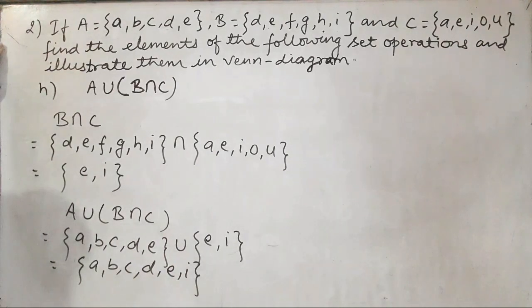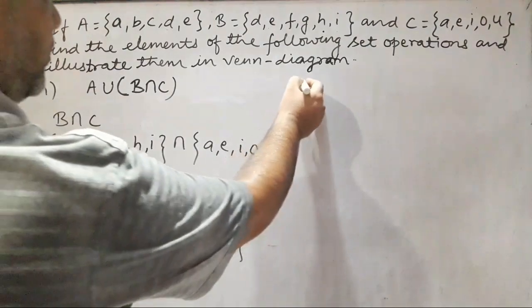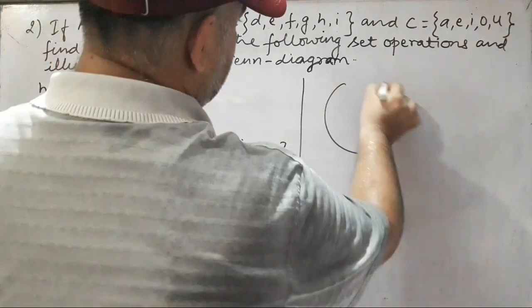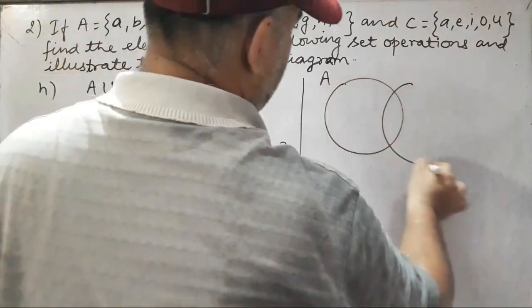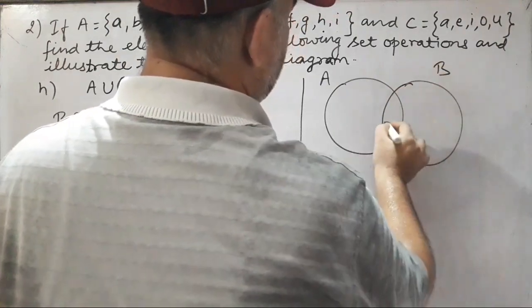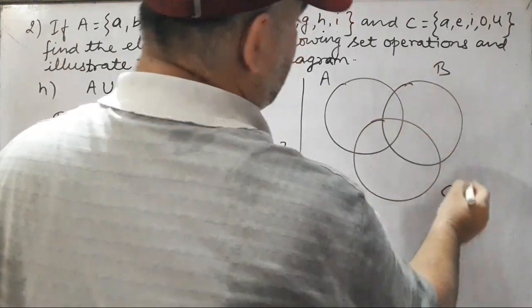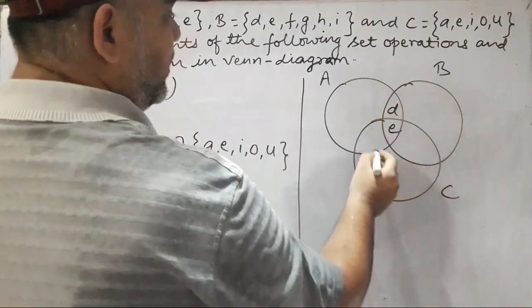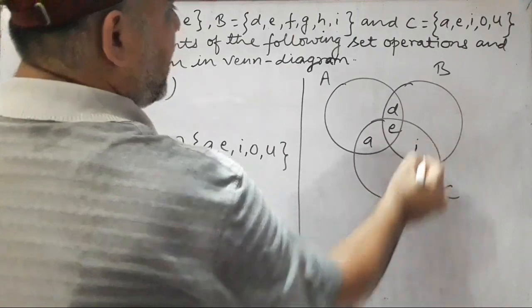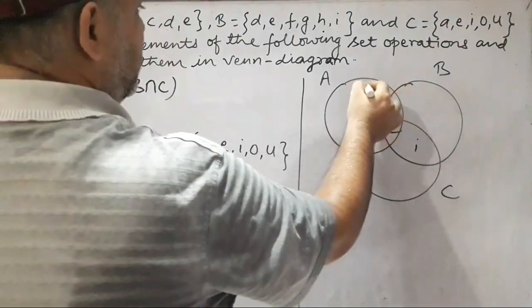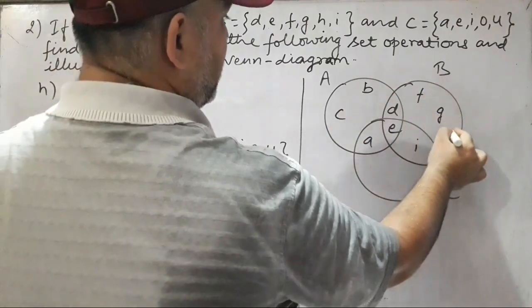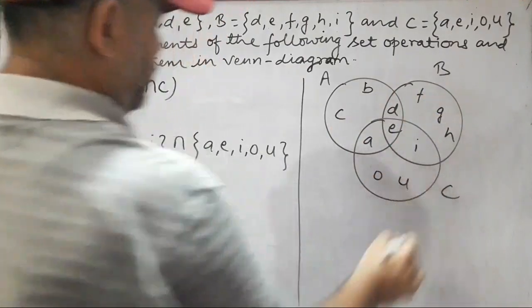Okay. Now let's make the Venn diagram. The Venn diagram remains the same. This is set B, set C. Here the elements E, here the elements D, here A, here I. Let's fill here B, C, F, G, H, O, U.